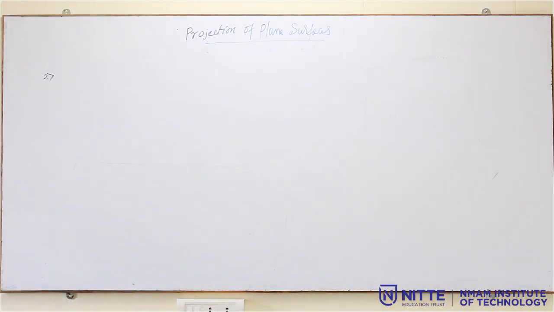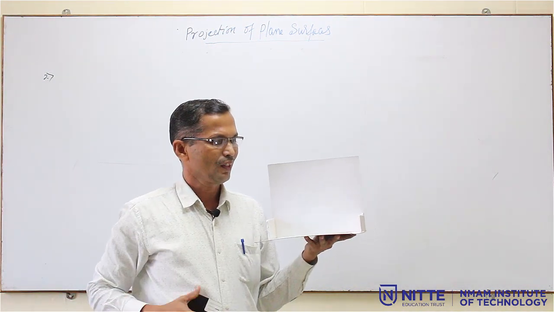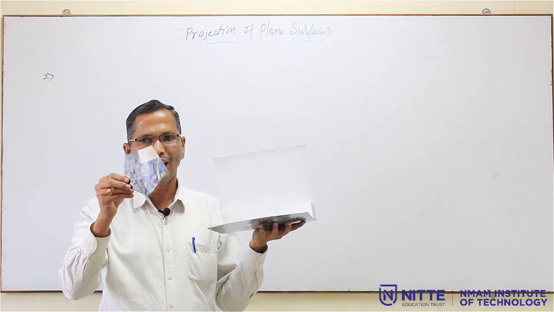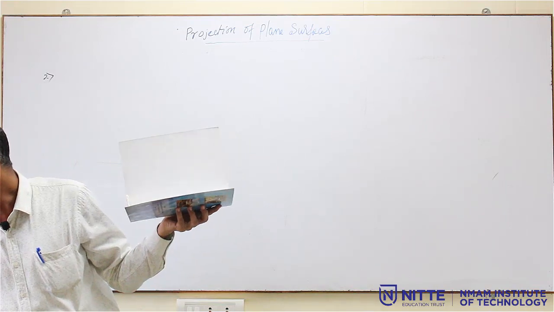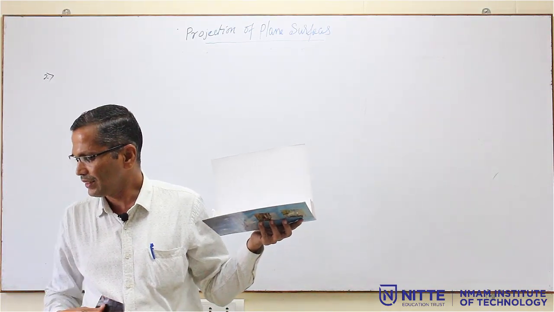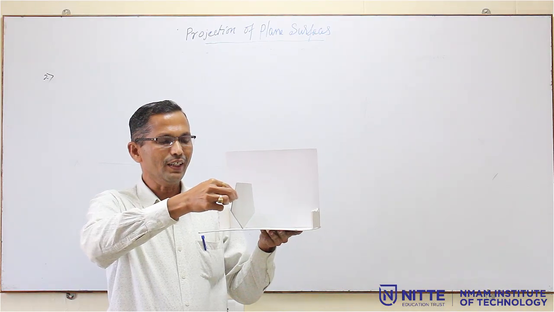Now, this is a pentagonal lamina resting with one of the corners. This is the quadrant system we have, and this is the pentagonal lamina. In this problem they told that the lamina is resting with one of its corners. So, it is resting like this on the corner.